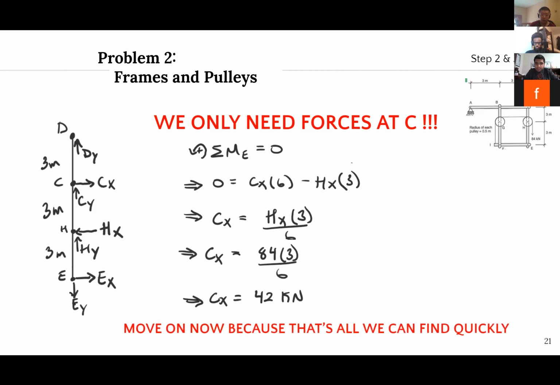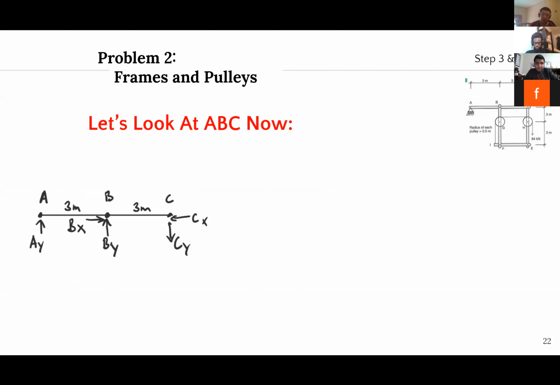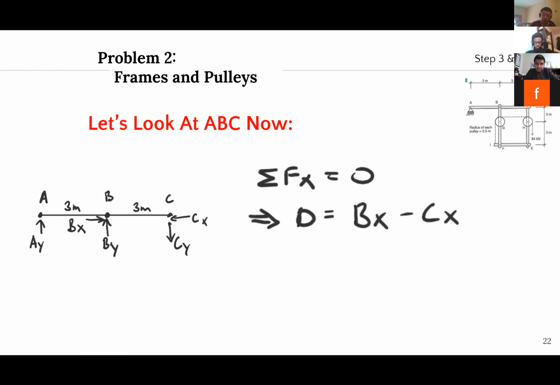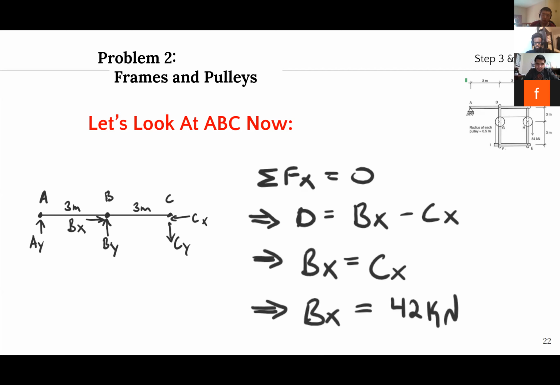So now we're going to move on, because that's all that we can find quickly with this piece. Let's look at ABC now. We know AY and we know CX. We need to find BX, BY, and CY. Really quickly, we'll note that there are two forces in the X direction, so sigma Fx should be very simple right now. Sigma Fx equals 0. We'll note that 0 equals Bx minus Cx, just the way I've drawn it. Bx equals Cx, so Bx equals 42 kilonewtons.